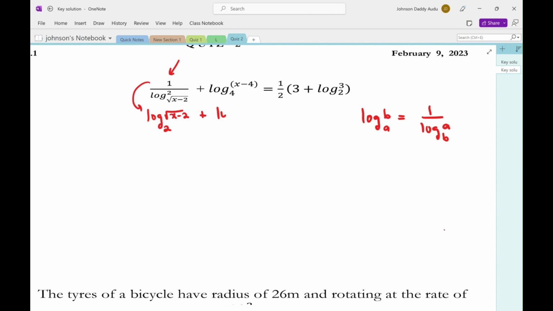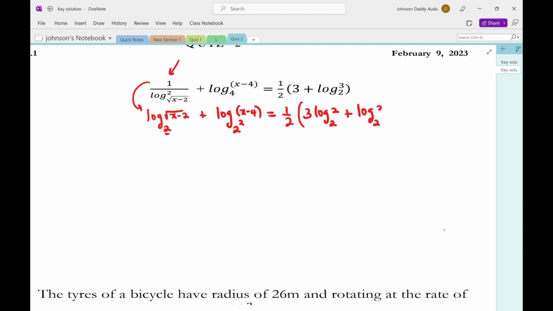Then plus, now this we can write as log. This is 4, and here you can see we have 2 already. So our target will be to make all the bases 2. So you can write it as 2 to power 2, x minus 4. And here you can write half. And what can we do? This is 3. We can write this as 3 log to base 2 of 2. It's not a problem. Log to base 2 of 2 is 1.